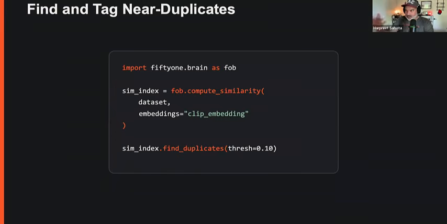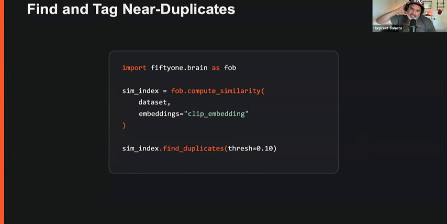What we get as a result is this similarity index object that gives us methods to sort samples by similarity or even detect near duplicates. So here, I'm taking that similarity index and calling the find duplicates method on it. This is going to query the similarity index we built to help us find near duplicate examples across the entire dataset. And this threshold of 0.10 specifies the maximum embedding distance for two samples to be considered duplicates.